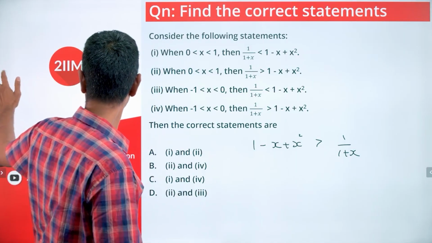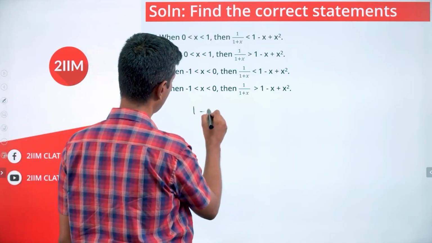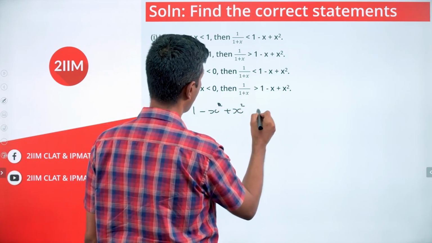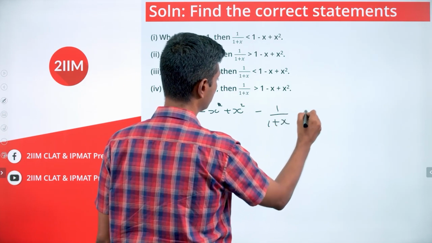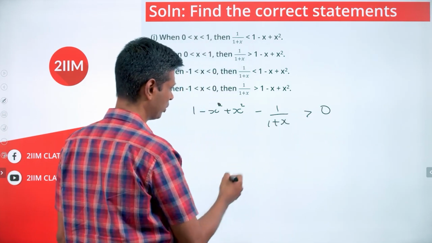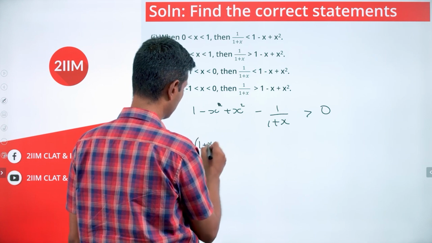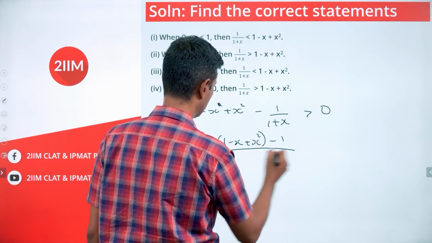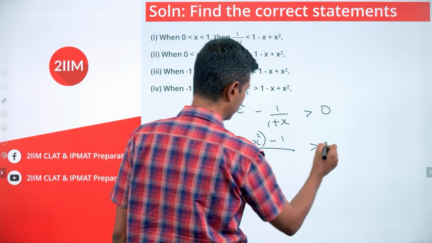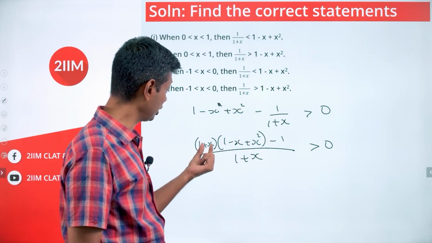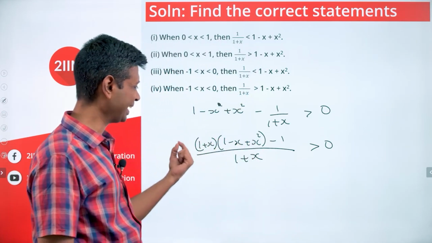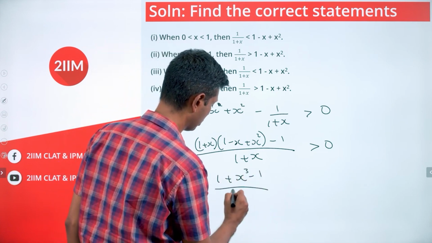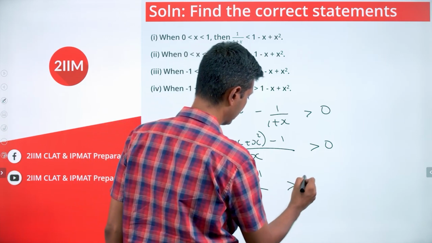Right? So how do you solve for this? You want to effectively say 1 minus x plus x square minus 1 by 1 plus x is greater than 0. The LCM is 1 plus x. So we have 1 plus x into 1 minus x plus x square minus 1, divided by 1 plus x, is greater than 0. This is a plus b into a square minus ab plus b square, which is nothing but a cube plus b cube. This is 1 plus x cube minus 1 by 1 plus x, which is greater than 0.